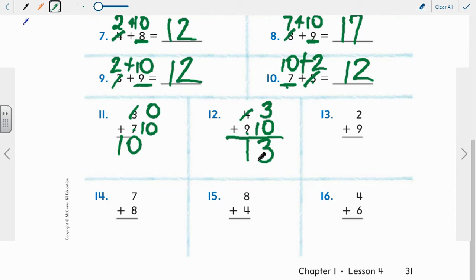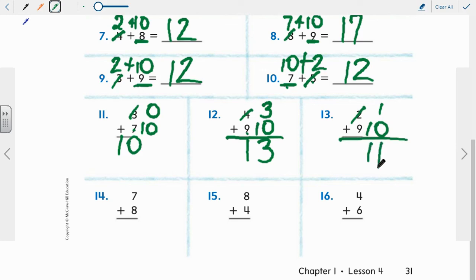All right, for number 13, I've got 9 plus 2. Same as before, I need to change my 9 into a 10. And in order for me to do that, I need to borrow 1 of these from this one. So I've got 10 plus 1 is 11.